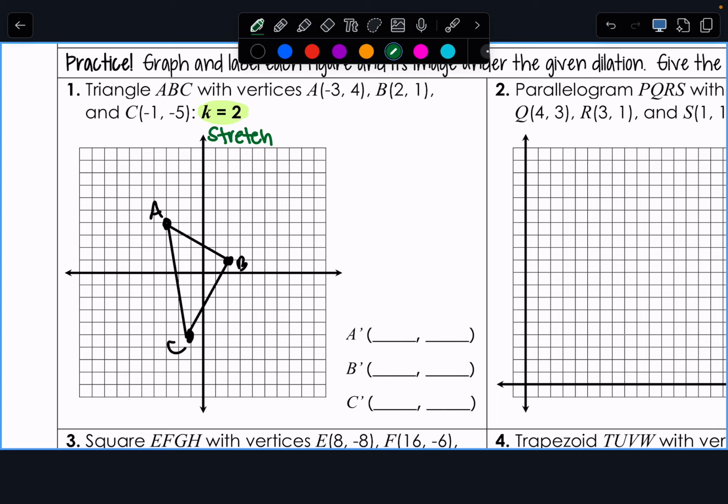This is literally all we have to do. We are going to take our coordinates. So A is -3, 4. And since our scale factor is 2, that just means multiply everything by 2.